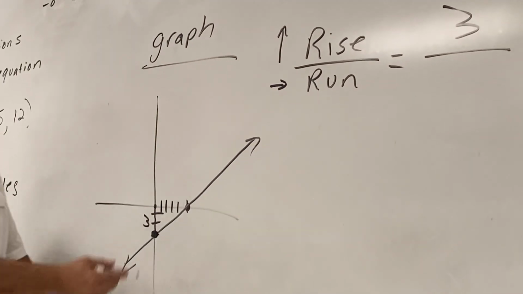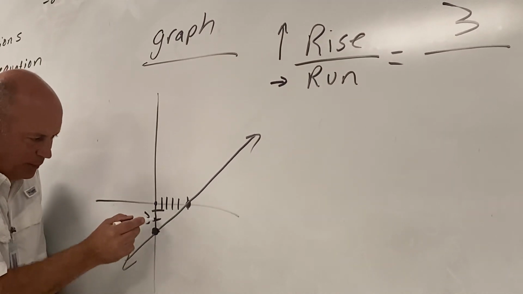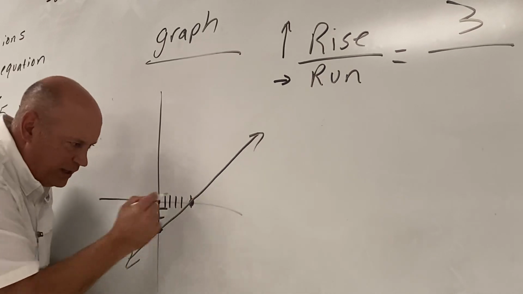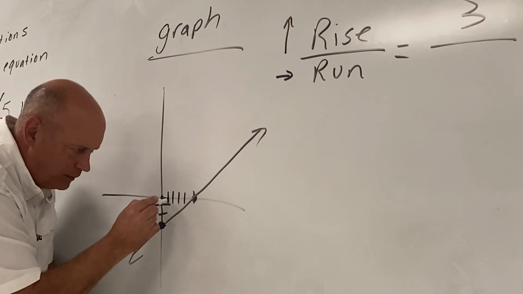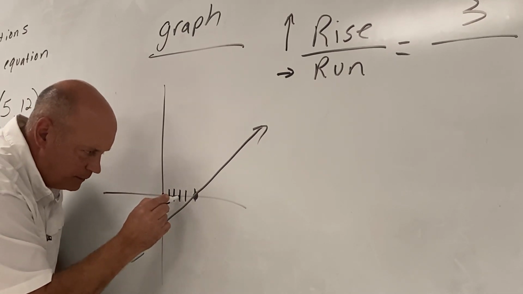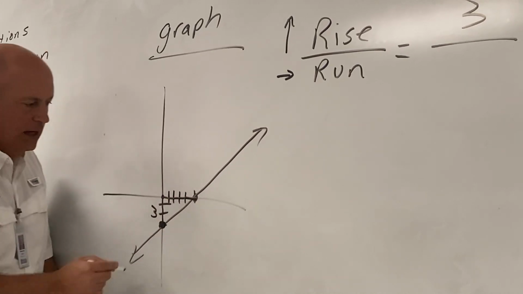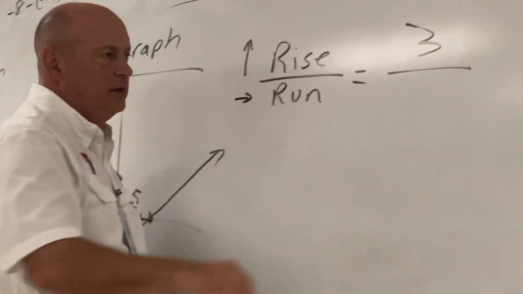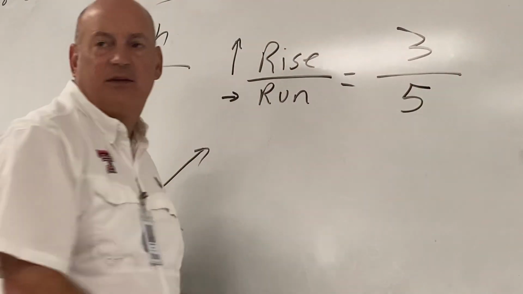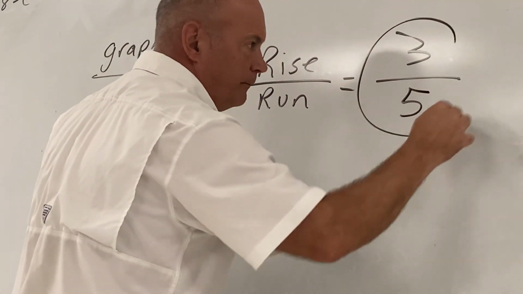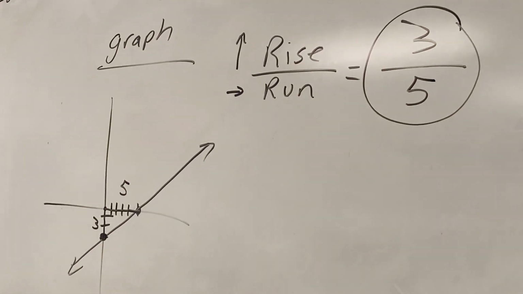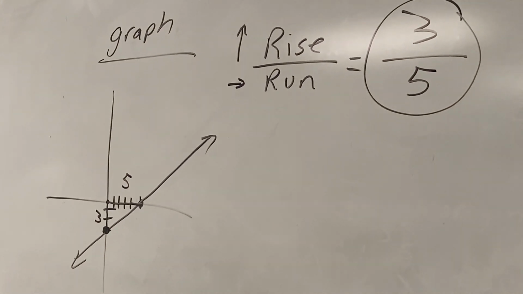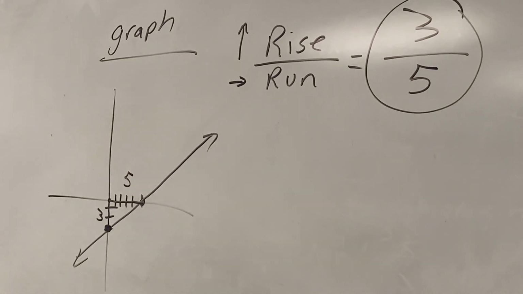Now let's count the run. So we went up 1, 2, 3. Now we gotta go straight over until we hit the point. 1, 2, 3, 4, 5. Okay, so we went a run of 5. So there is my correct slope for this line. The rise is 3, the run is 5. It has a slope of 3/5.